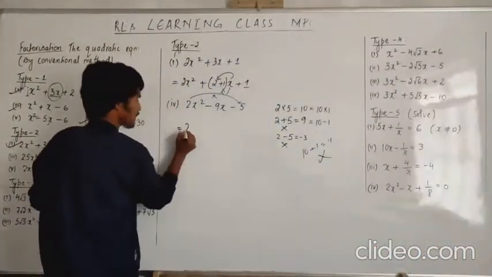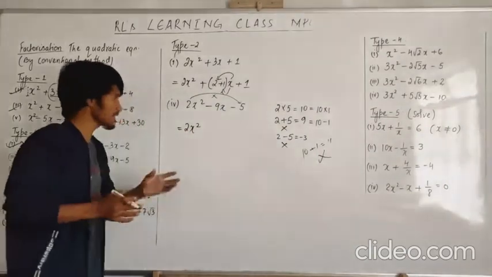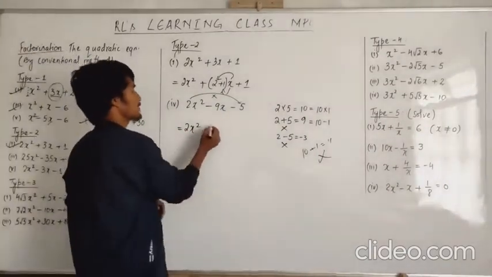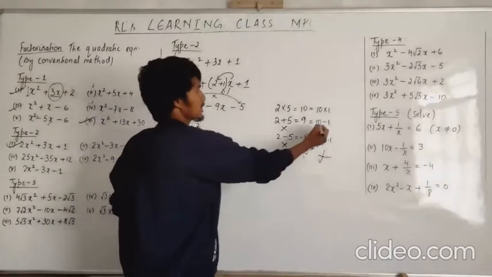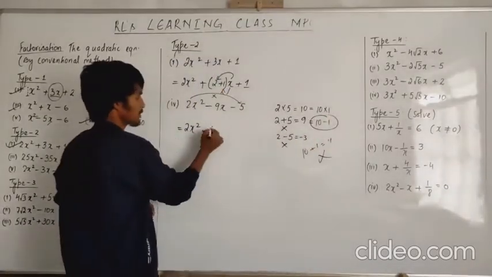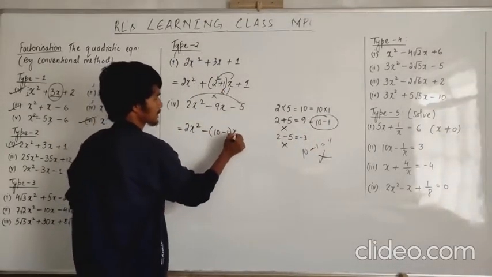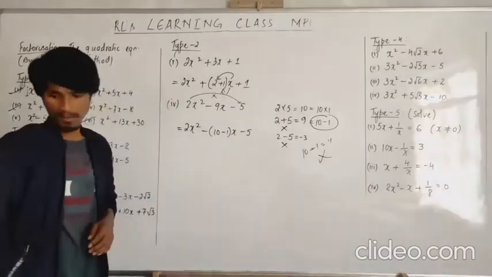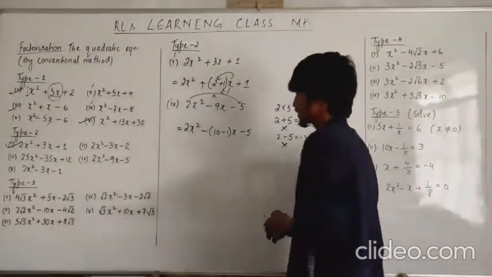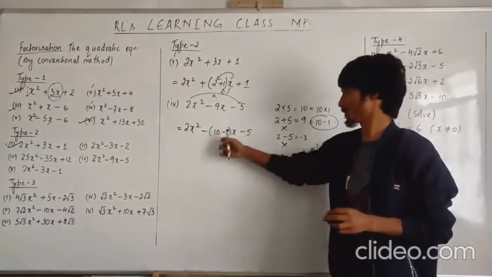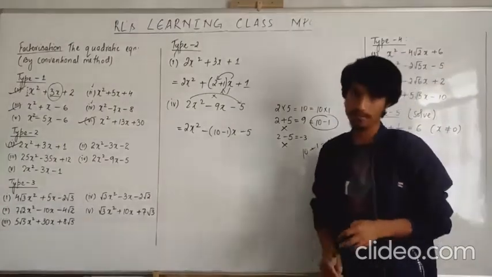Then this number has to be used here. The first term remains as it is, 2x squared. Now the middle term has to change to 10 minus 1. I can put here (10 minus 1)x minus 5, because most students are confused here in this splitting.